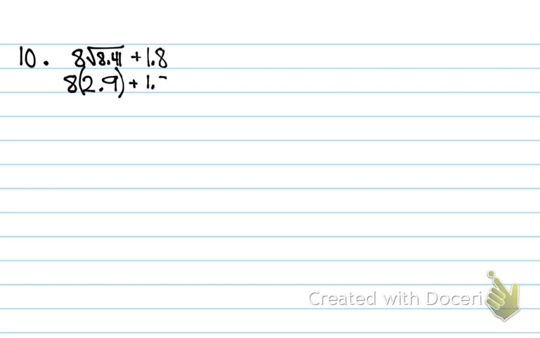Plus 1.8. Now at this point, you can do your multiplication. Again, you can use your calculator, you're still showing your steps. What's 8 times 2.9? So I have 23.2 plus 1.8 equals what? 25. That's how I would do an expression. Let's do a couple more. These will get a little more complicated.